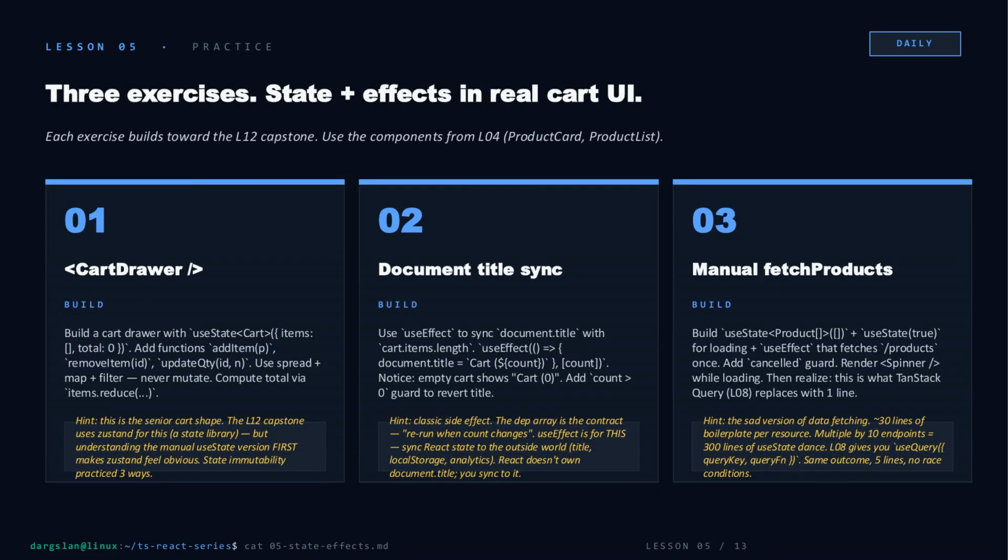So let's put it to work. 3 exercises, all building on the product card and product list from Lesson 4. First, a cart drawer with useState. Add item, remove item, update quantity, all with spread and map and filter, never mutating. Second, sync document.title to your cart count with useEffect, the classic side effect with the dependency array as your contract. Third, fetch products manually with useState and useEffect plus a canceled guard, the painful version. So when Lesson 8 hands you useQuery in one line, you'll know exactly what it's saving you from.